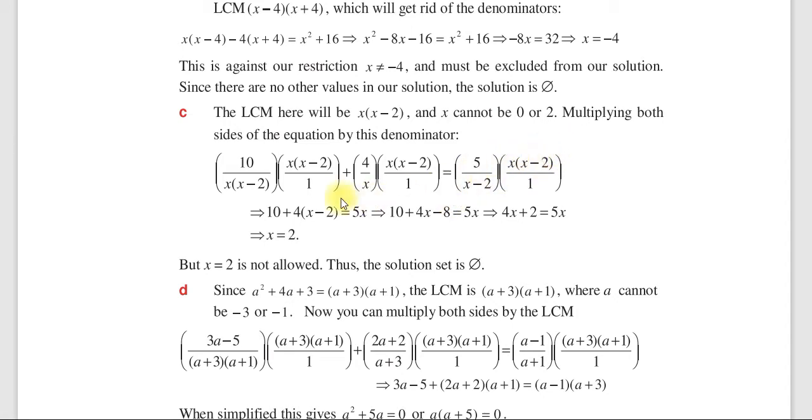So 10 plus 4 into x minus 2 which is equal to 5x, which implies that 10 plus 4x minus 8 which is equal to 5x. That implies 4x plus 2 which is equal to 5x. Then 4x ን ወደዚህ ውሰዱት, 2 which is equal to x ይሆናል. Then x which is equal to 2 will be our solution set.